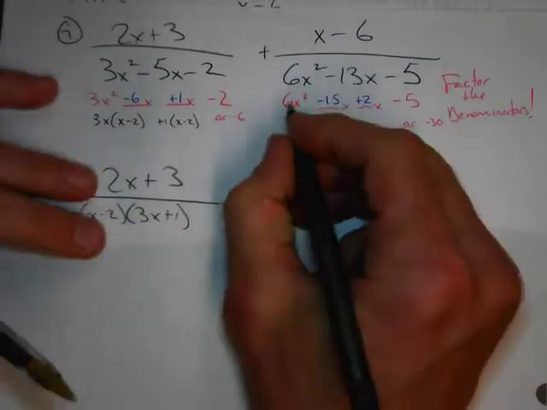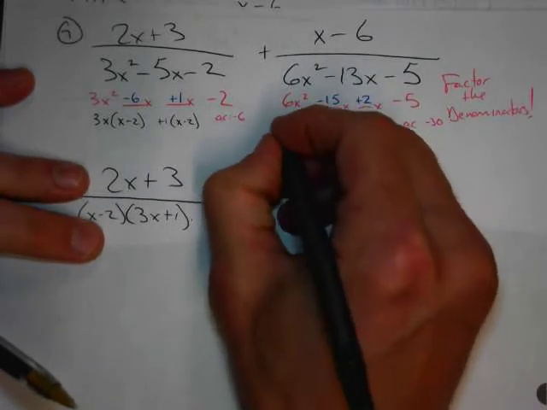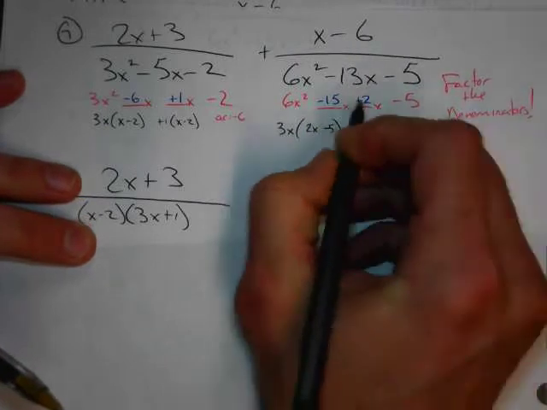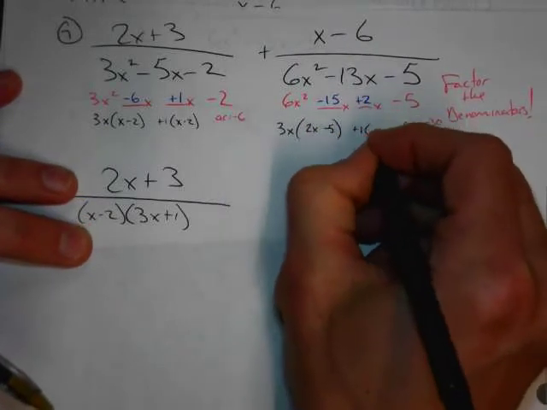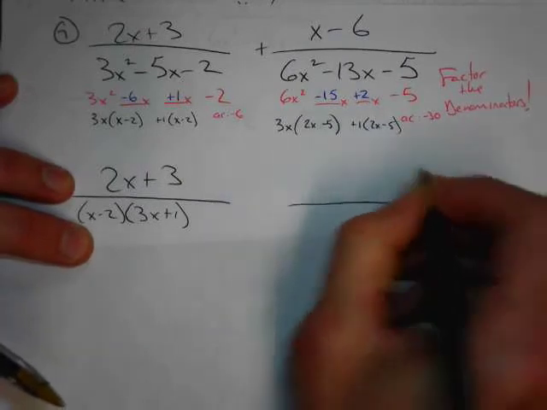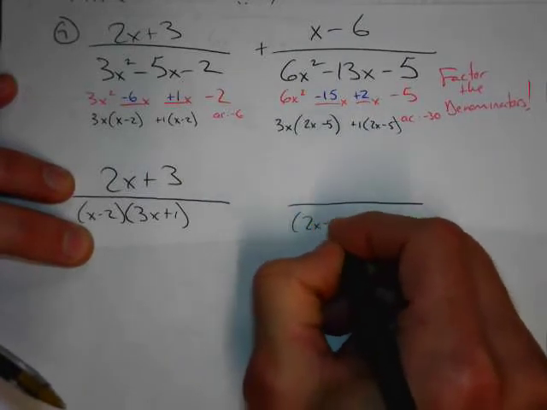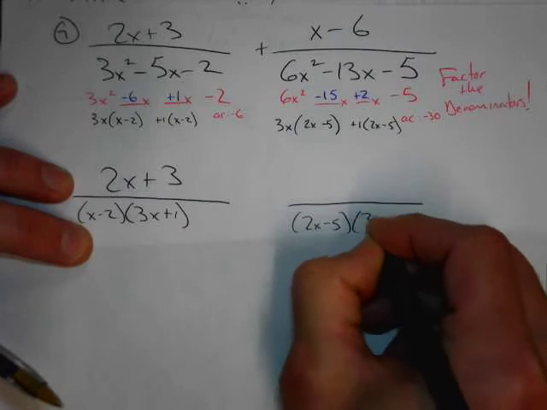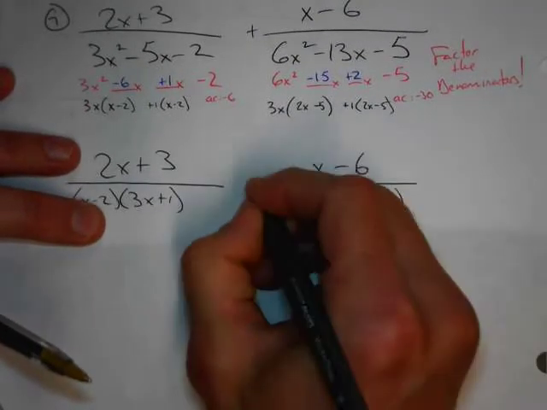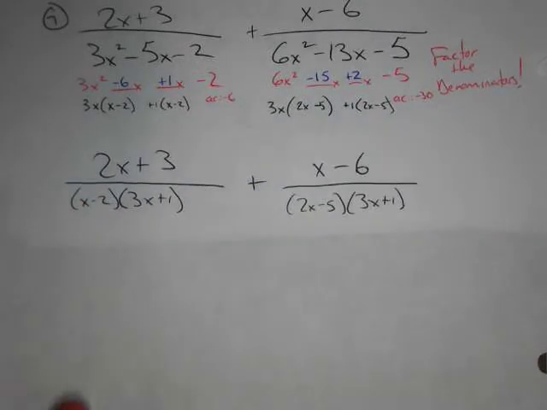Now, we factor by grouping. GCF of the first two is 3x. We will be left with 2x minus 5. GCF of the next two is positive 1. We'll be left with 2x minus 5. And now we have our factored denominator. 2x minus 5 and 3x plus 1. Okay, so our second number with the factored denominator looks like this.